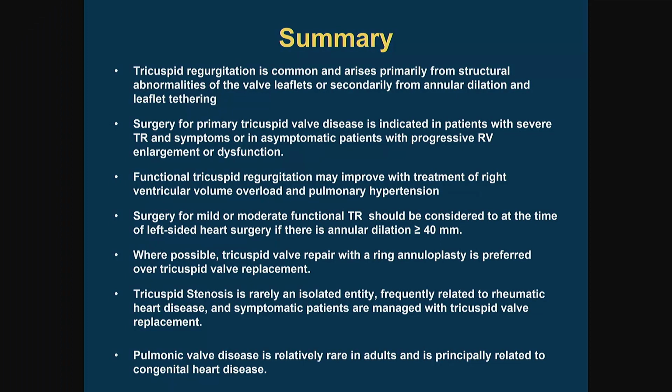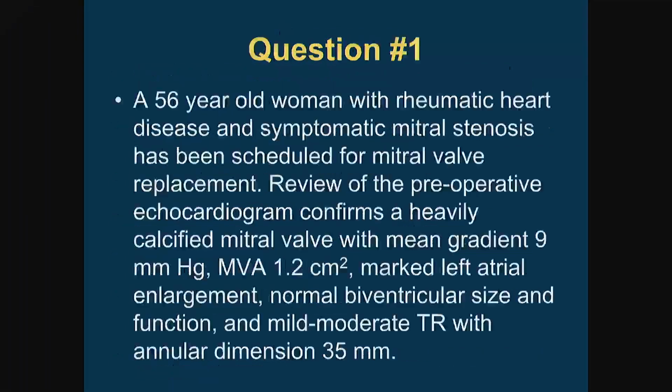Tricuspid stenosis is rarely an isolated entity. Frequently, it's related to rheumatic heart disease, and symptomatic patients with TS are managed with tricuspid valve replacement. Pulmonic valve disease, both pulmonic valve regurgitation and pulmonic stenosis, are relatively rare in adults, at least rare in severe form, and are principally related to complications of congenital heart disease. And with this, we'll move on to a few questions.